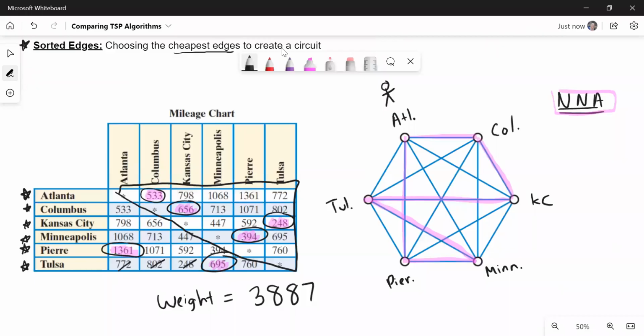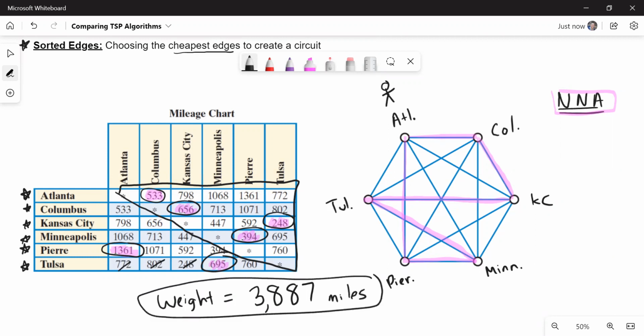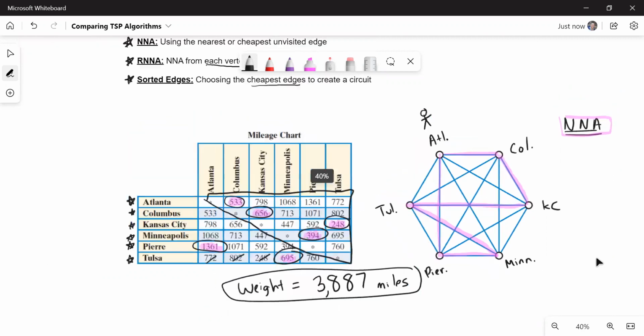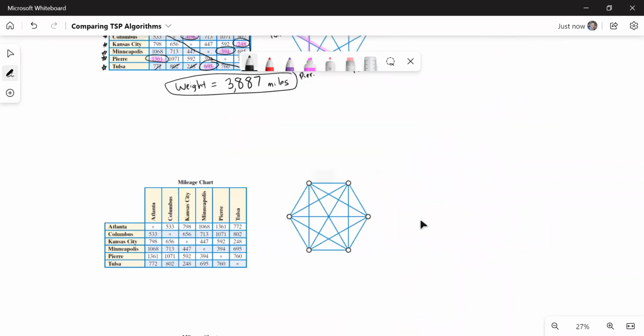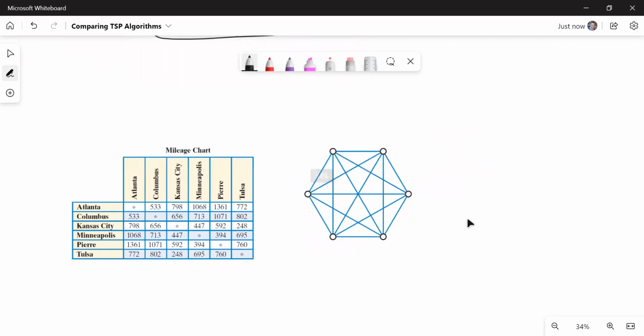Okay, I have 3,887 miles using NNA. Now, in this video, I'm not going to do all of the next method. I'm going to ask you to participate in part of it. But the next method we would look at would be RNNA, and that would just be to do the nearest neighbor algorithm, but from each of the vertices.